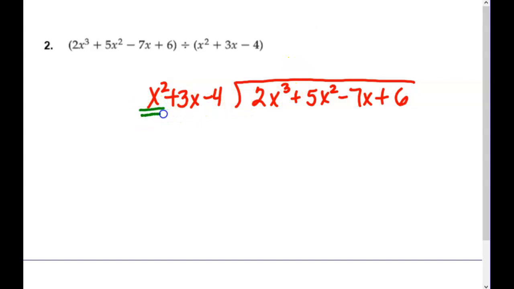X squared needs to become exactly 2x cubed. So it needs to multiply it by a 2 and just 1x, right? But now I have to distribute that 2x to all 3 of these terms out here.